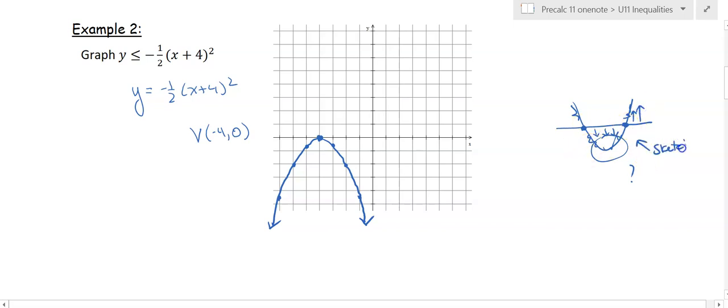So sometimes we really need to know the difference. When are we just sketching the parabola, and when do we actually have to graph the parabola? So this would be a graph. So when am I less than or equal to?